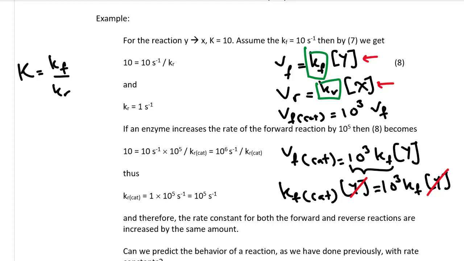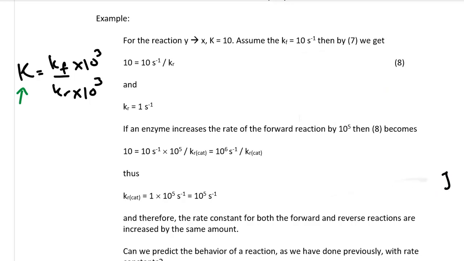So if I'm multiplying this by 10 to the 3, well, I can't change this number. The equilibrium constant is a constant. So I have to multiply the K reverse by the same amount so I don't change that number. So by multiplying the Kf by 10 to the 3 and multiplying the Kr by 10 to the 3, I'm essentially multiplying by 1. 10 to the 3 over 10 to the 3 is 1. So I retain my equilibrium constant for the reaction because an enzyme is not going to change the equilibrium constant for a reaction.